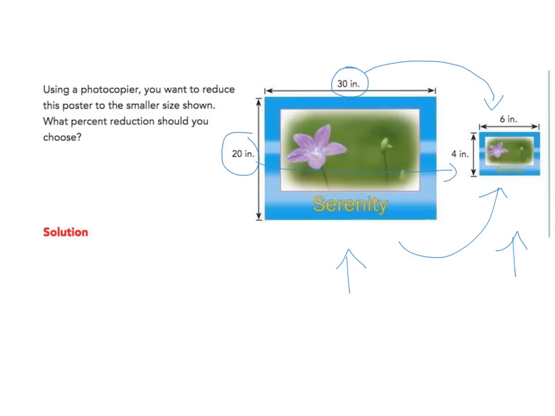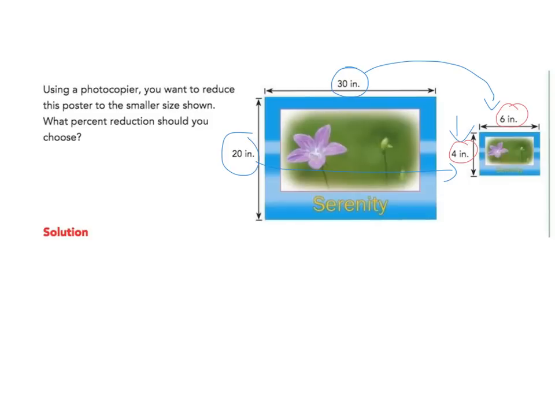20 inches matches with 4 inches. 30 inches matches with 6 inches. So what do I need to multiply these ones by to get to these ones? There's a whole lot of arrows I just drew. So you may have noticed, just by looking at it, you're probably thinking to yourself 5, because 6 times 5 is 30 and 4 times 5 is 20.